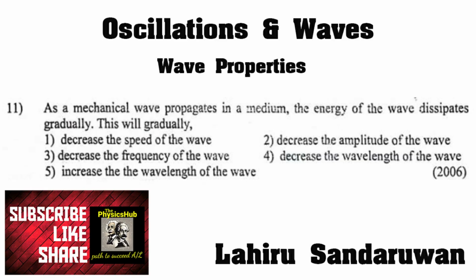As a mechanical wave propagates in a medium, the energy of the wave dissipates gradually. This will gradually decrease the speed of the wave, decrease the amplitude of the wave, decrease the frequency of the wave, decrease the wavelength of the wave, or increase the wavelength of the wave.